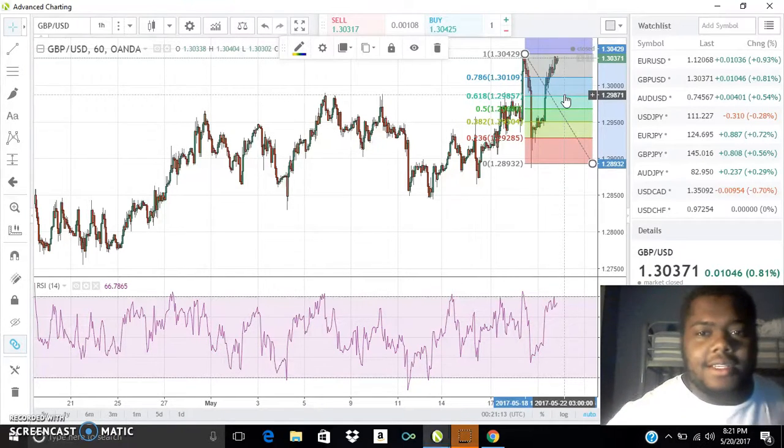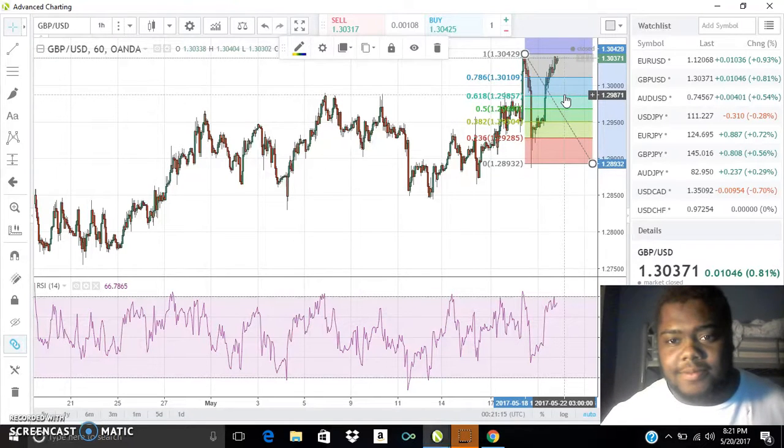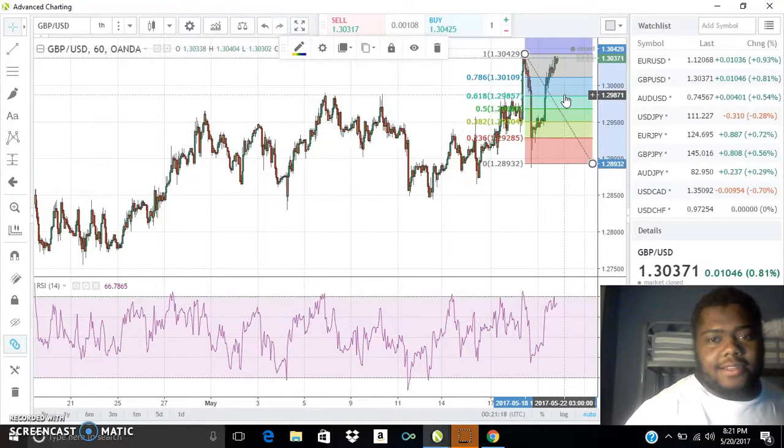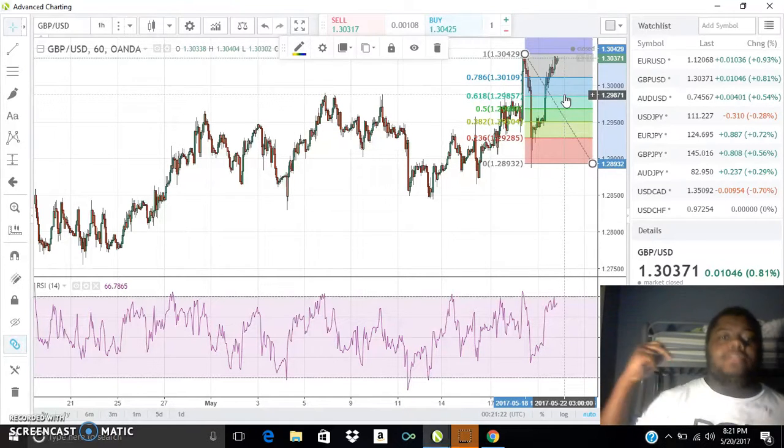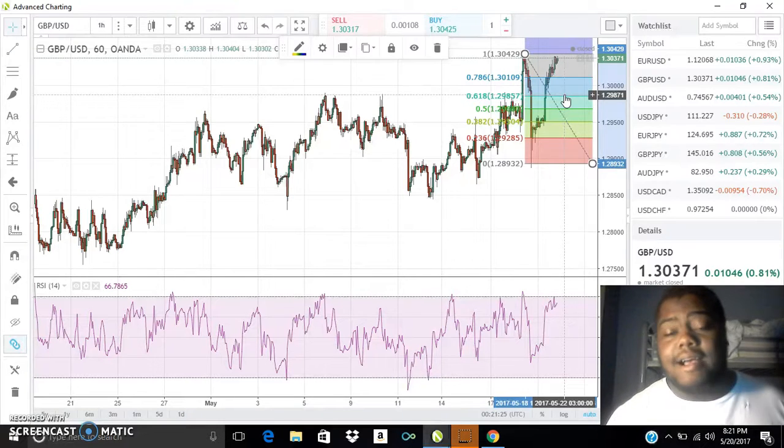And then for GBP/USD, wait for the pullback around the 0.618 or halfway point of the Fibonacci retracement, and then buy that sucker. Buy it long all day long. That's what I feel like should happen.